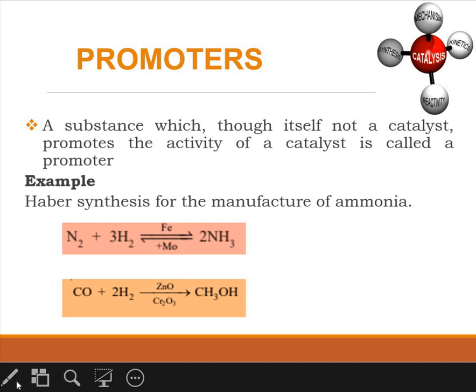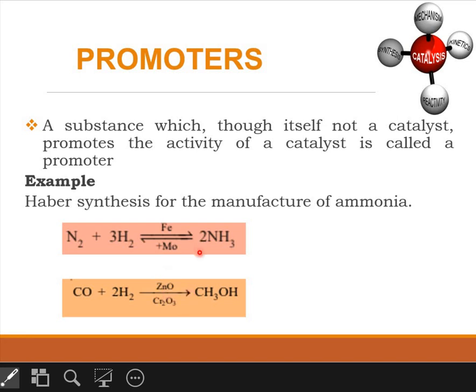Look at the examples. The Haber synthesis for the manufacture of ammonia: as we already discussed, this reaction is catalyzed by finely divided iron. In the same way, the activity of iron is promoted by the presence of molybdenum. In the second reaction, carbon monoxide plus hydrogen gives methanol. Here it is catalyzed by zinc oxide, and the catalytic activity of zinc oxide is promoted by the presence of chromium oxide. Sometimes a catalyst is used along with promoters, that is, a mixture of catalysts is used to obtain the maximum catalytic efficiency.